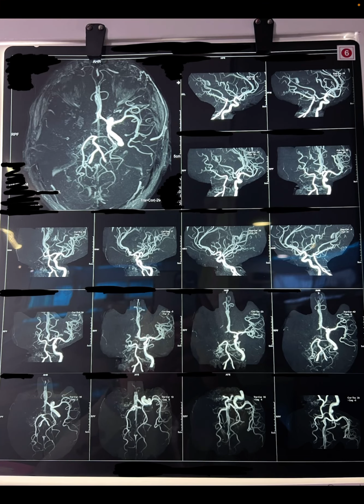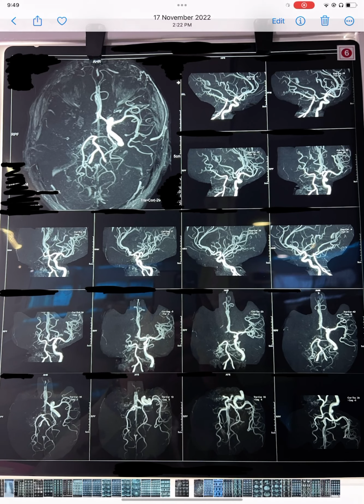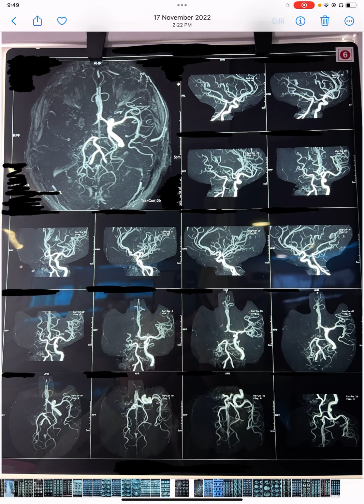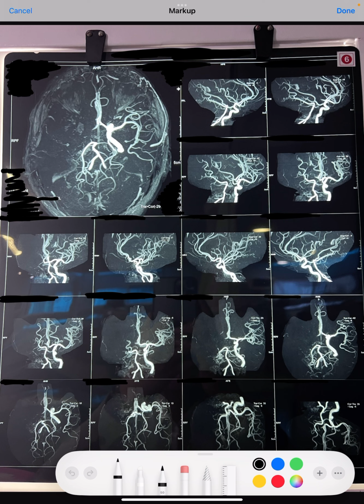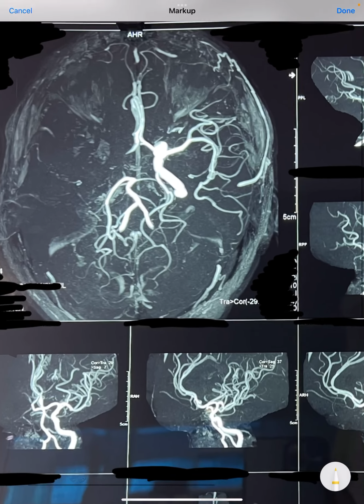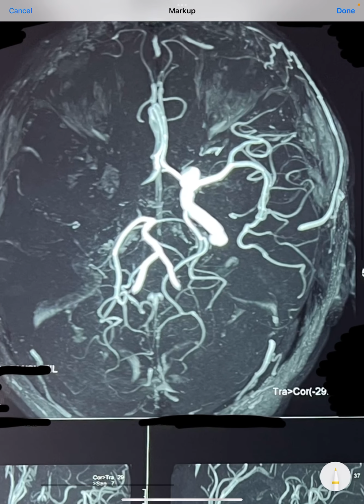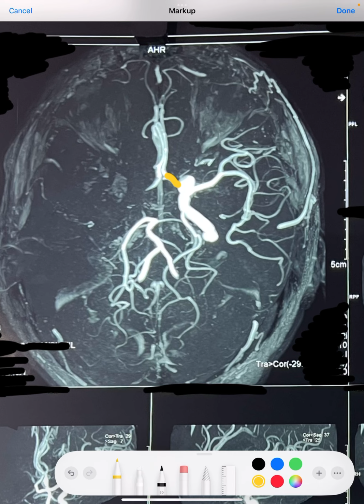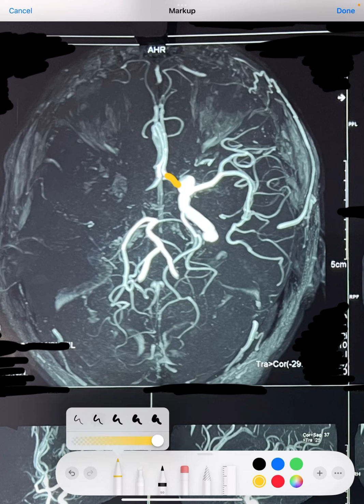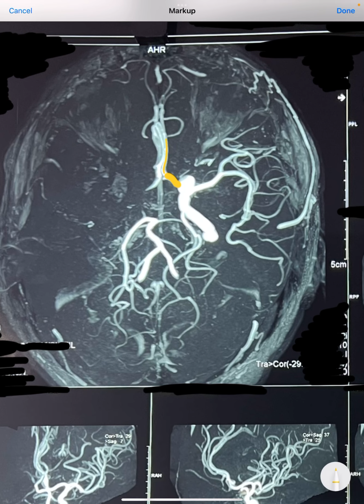Now here we can see this is an MR angiography image. This is MRI and this is basically an angiography image. If we zoom into this, the normal anatomical structure that we must know is that this is the anterior cerebral artery. This is the anterior communicating artery because these two arteries communicate.